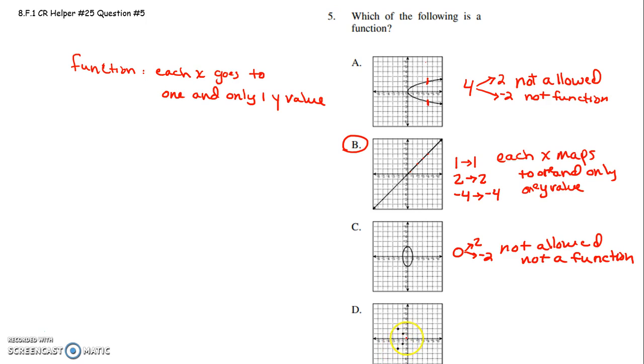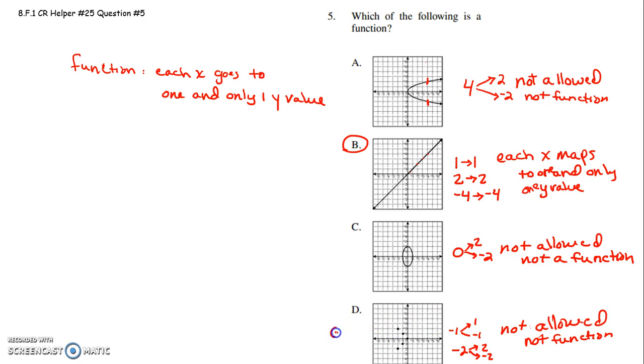This one right here, if I look at negative 1, negative 1 is trying to map to positive 1 and negative 1. Not allowed. If I look at negative 2, negative 2 is trying to map to positive 2 and negative 2. Not allowed. So that's not allowed. You can't have one x value mapping to 2 y's. So it's not a function.